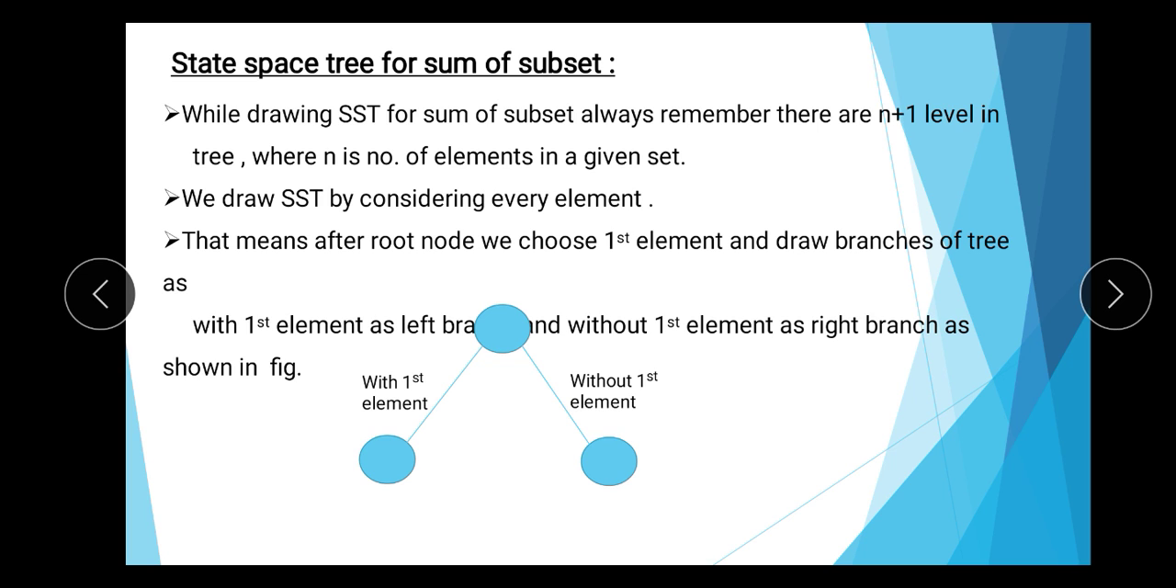We draw the state space tree by considering every element of our input set. That means after the root node, we choose the first element and draw the branches of the tree as shown in the figure, with the first element as a left branch and without the first element as a right branch. That means from the root node, we choose the first element and draw two branches, left and right. On the left we say with the first element, yes, and without the first element, no. That means left side yes, right side no.